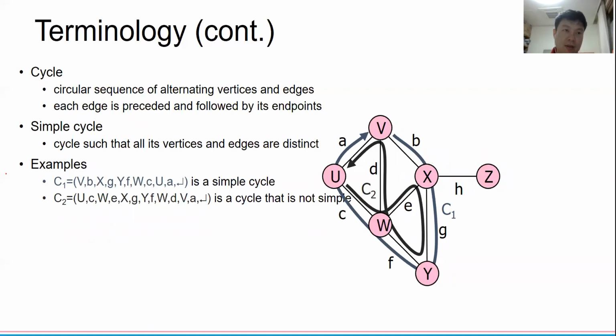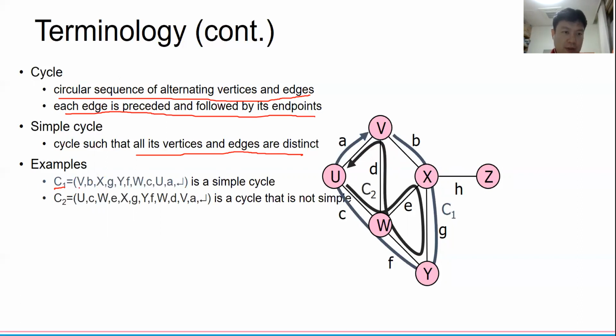What about cycle? Cycle is a circular sequence of alternating vertices and edges. The edge is preceded and followed by its endpoints. Simple cycle means all vertices and edges are distinct, the same as the simple path. So let's see the simple cycle C1. We always have the endpoint at the origin vertex, but we will not represent it as a vertex in the endpoint.